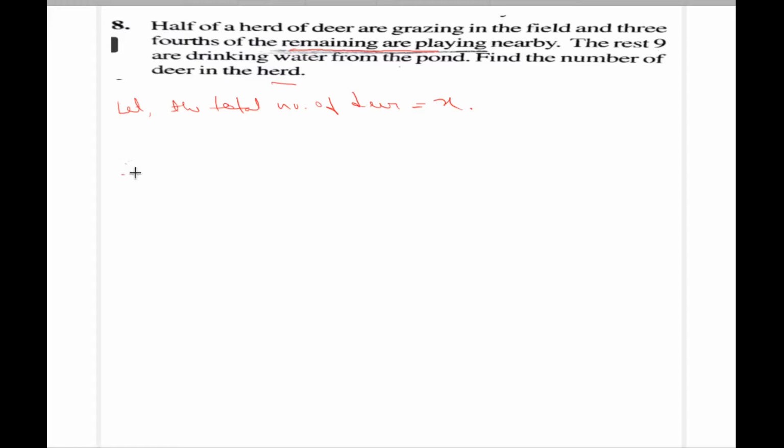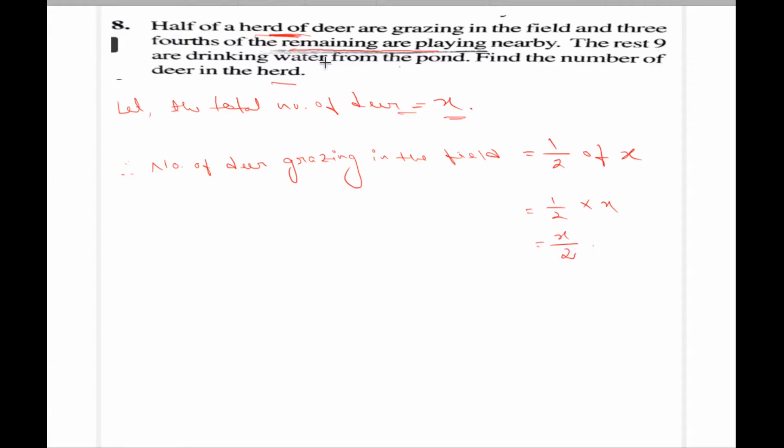Okay. Now, come to the first line. Half of the deer are grazing in the field. So, first we will find the number of deer grazing in the field. Half of the deer, half of the herd of deer. That is the total number of deer, so that means half of x, because the total number of deer is x. So half of x means half multiplied by x, or it can be written as x by 2.